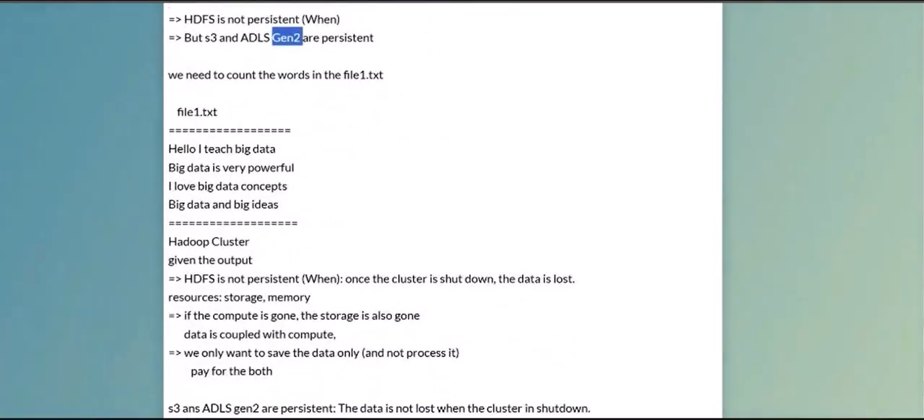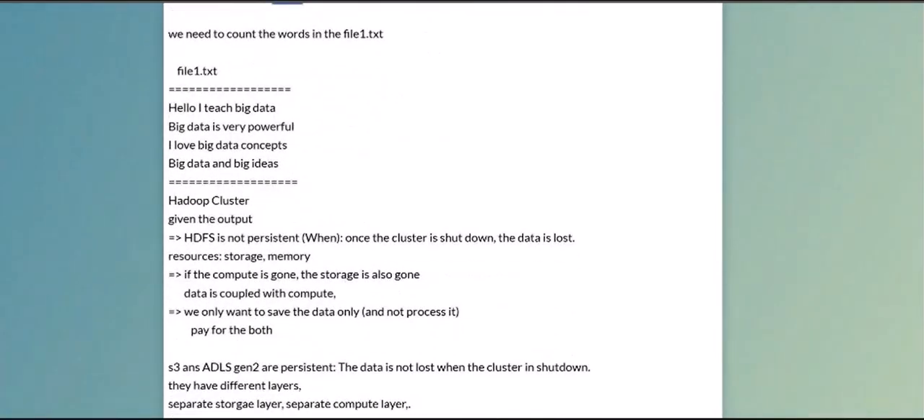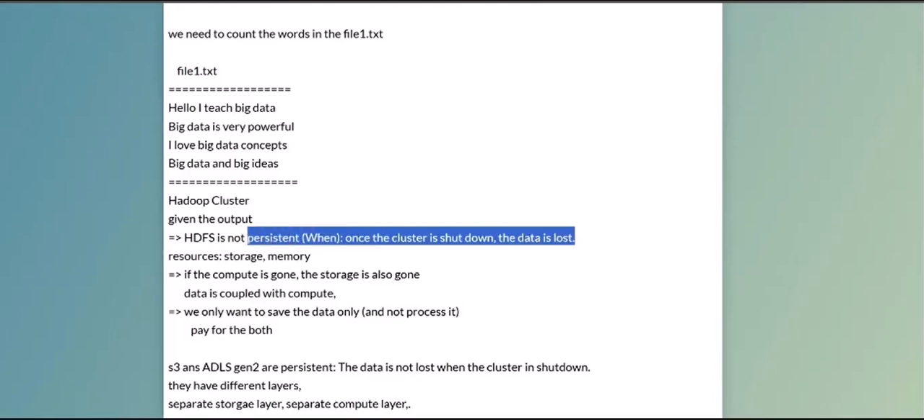First of all, I told you that HDFS is not persistent, but S3 and ADLS Gen 2, or any data lake which comes in the cloud, are persistent. And what do we actually mean by persistent? We mean that when the cluster is shut down, the data is lost. In what case? In the HDFS case. Got it? I repeat, when we shut down the cluster, or when by any disaster or unexpected reason the cluster is shut down, the data is lost.